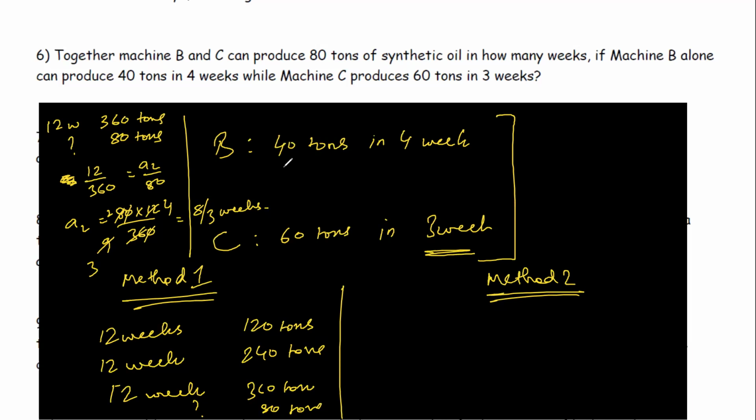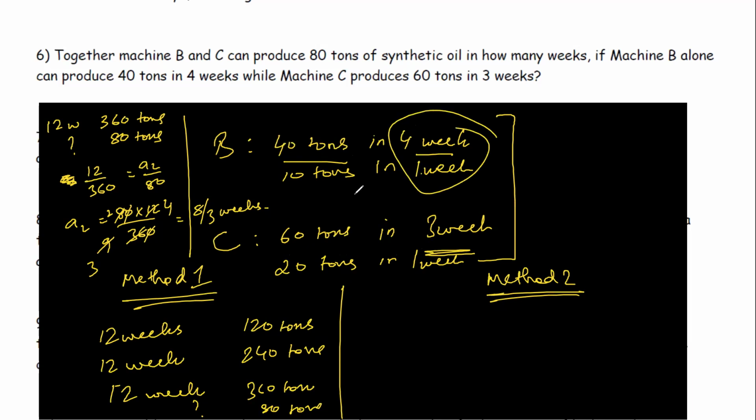And the other way is simply 40 tons in 4 weeks. So 10 tons in 1 week, correct? 60 tons in 3 weeks. So we know 20 tons in 1 week because in 1 week they'll do one third of the job, right? So one third of 60 is 20. In 1 week it'll be one fourth out here. So one fourth of 40 is 10. So we know together in 1 week they do 10 plus 20, 30 tons. So for 80 tons, it's how much? That was your method two basically. Yeah, that was your method two, right?